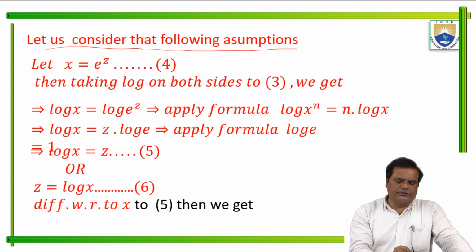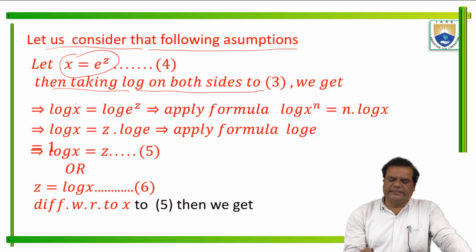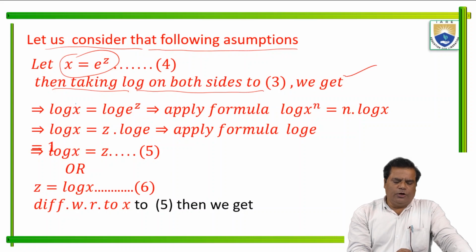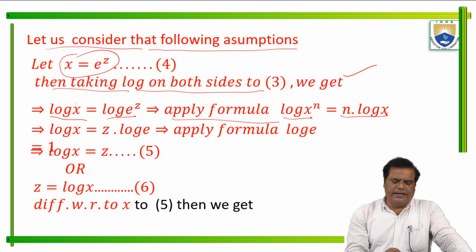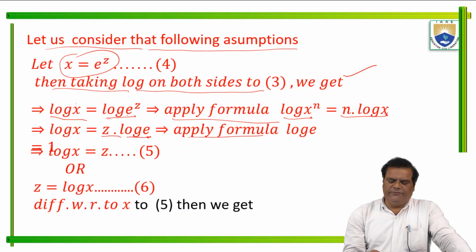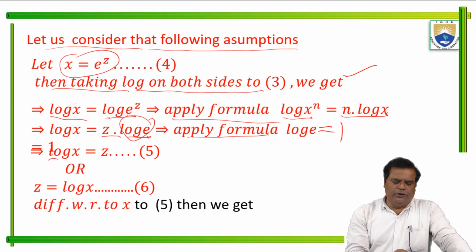So let x equal to e to the power z. Then taking log on both sides in equation 3, we get log x equal to log e to the power z. Here we apply the formula log x to the power n is n log x. So I am writing log e to the power z as z log e. Apply the formula log e is 1. So log x equal to z, or z equal to log x.